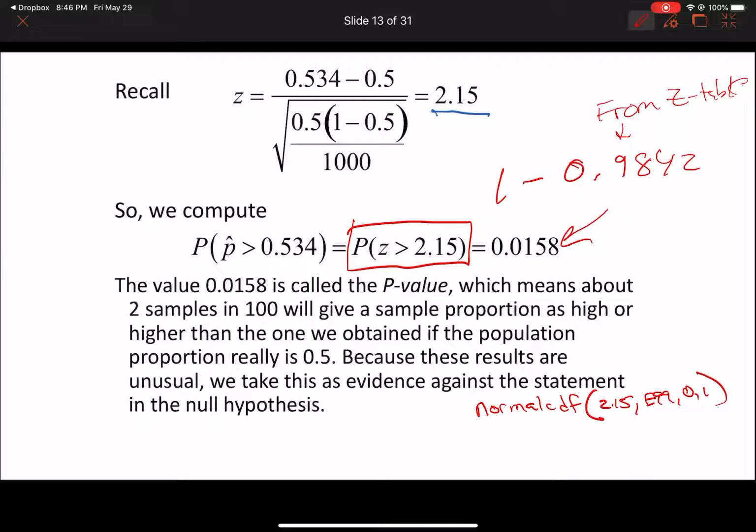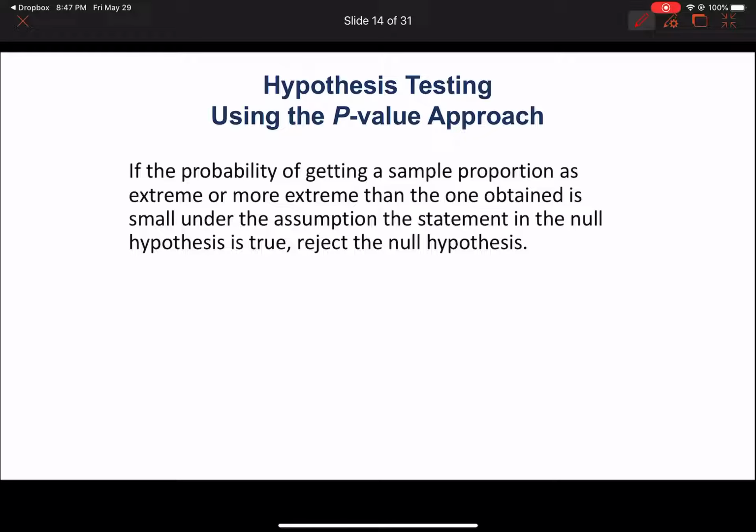Because these results are unusual, because this number right here is less than that 5% we were just talking about, it's evidence against the statement of the null hypothesis, so we would reject that null hypothesis. If the probability of getting a sample proportion as extreme or more extreme than the one obtained is small under the assumption that the statement in the null hypothesis is true, we reject the null hypothesis. Remember, this whole time, up until we prove it's not true, we are taking the null hypothesis as fact. We call it fact until we figure out that it's not true. If we end up with a super unusual answer, then we know that it can't be true and we will reject it. Okay, let's move on.